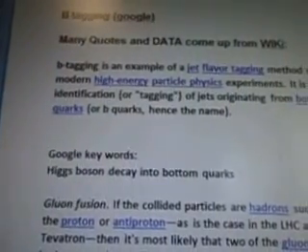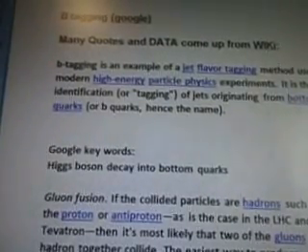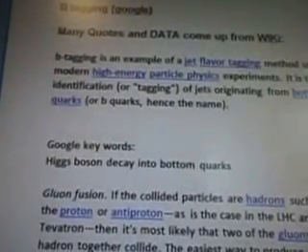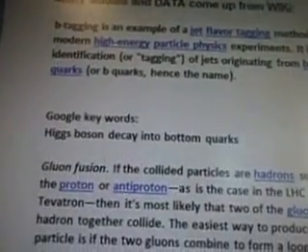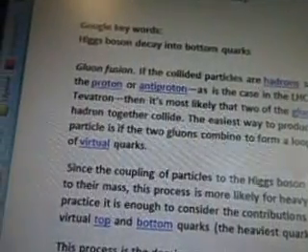B tagging is an example of a jet flavor tagging method used in modern high-energy particle physics experiments. It is the identification or tagging of jets originating from bottom quarks or B quarks, hence the name. So I googled the keywords Higgs boson decay into bottom quarks to see what comes up.